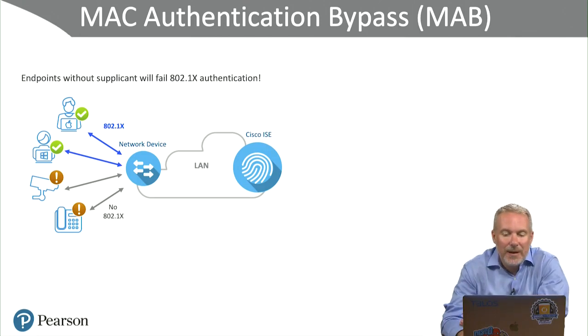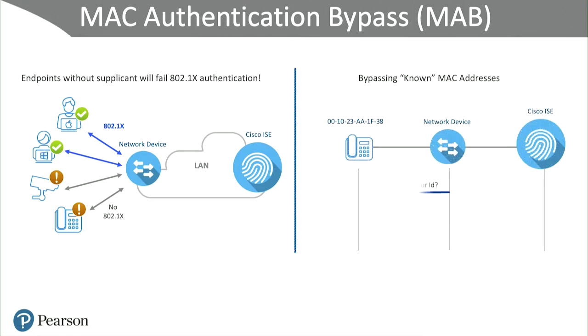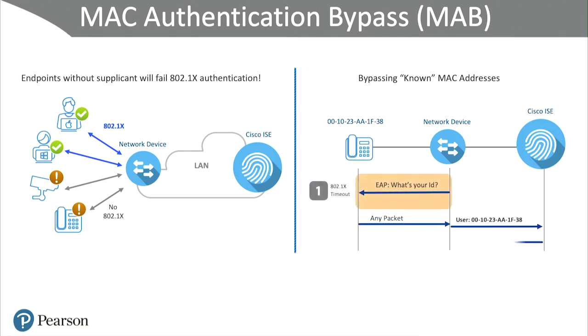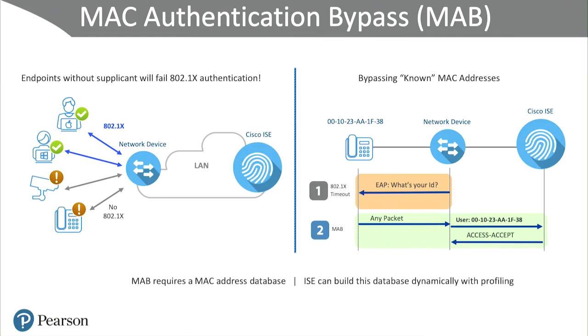For endpoints that don't have a supplicant, ICE can still authenticate them using what's called MAC authentication bypass. The switch will wait a specific period of time when it's configured for authentication, and if it fails, it can fail over to MAB. The switch will then send the MAC address of the endpoint over to ICE in a RADIUS request to see if it should have access to the network or not. ICE can use MAB to dynamically profile the endpoint and instruct the switch to allow the endpoint on the network.